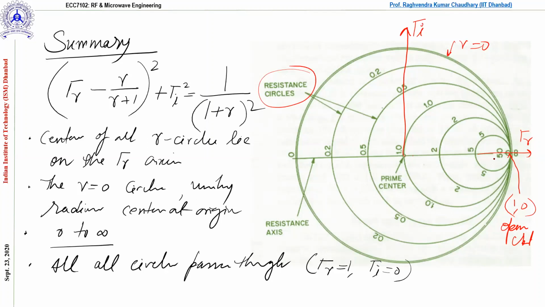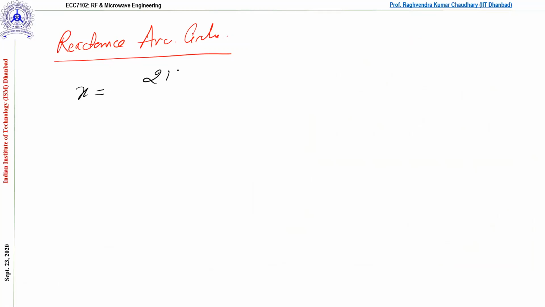Now the second equation. What we have seen is that we can also do some rearrangement and write it in circle format, correct? That will provide us the X circle, the reactance circle. Okay, so let us talk about the reactance circle. From the last equation, I'm recalling that x was 2 gamma I divided by (1 minus gamma r) to the whole square plus gamma I square.